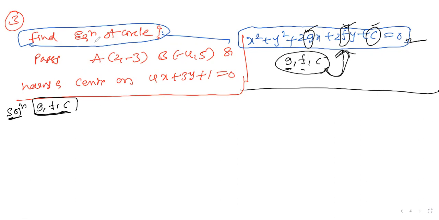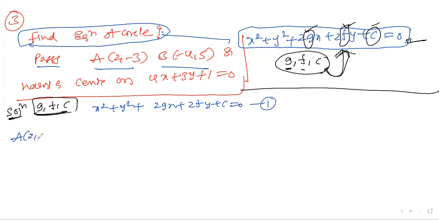Now the solution will start. First of all, they are telling us the circle passes through 2 points. First, let us take the equation x square plus y square plus 2gx plus 2fy plus c is equal to 0. This is equation number 1. It is a standard equation. Next, 2 comma minus 3 passes through the circle.